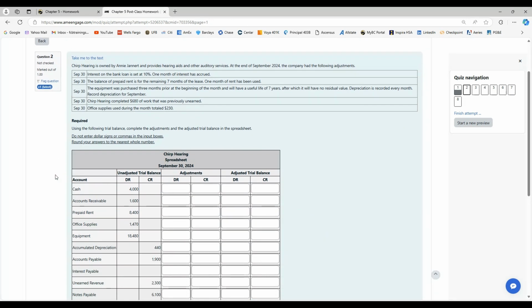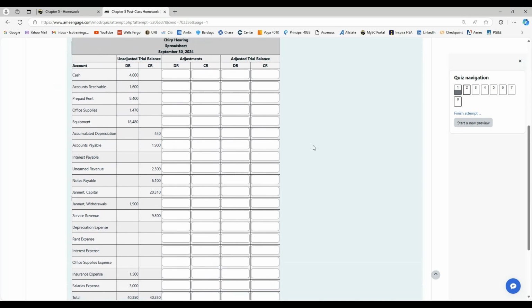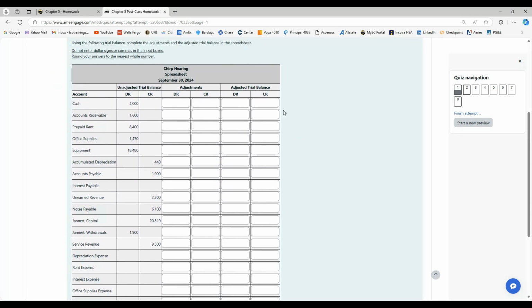Okay, question number 2. Chirp Hearing is owned by Annie Janner. It provides hearing aids, yada, yada, yada. At the end of September 24th, we had these adjustments, and again, we've got an unadjusted trial balance that we need to make adjustments into.